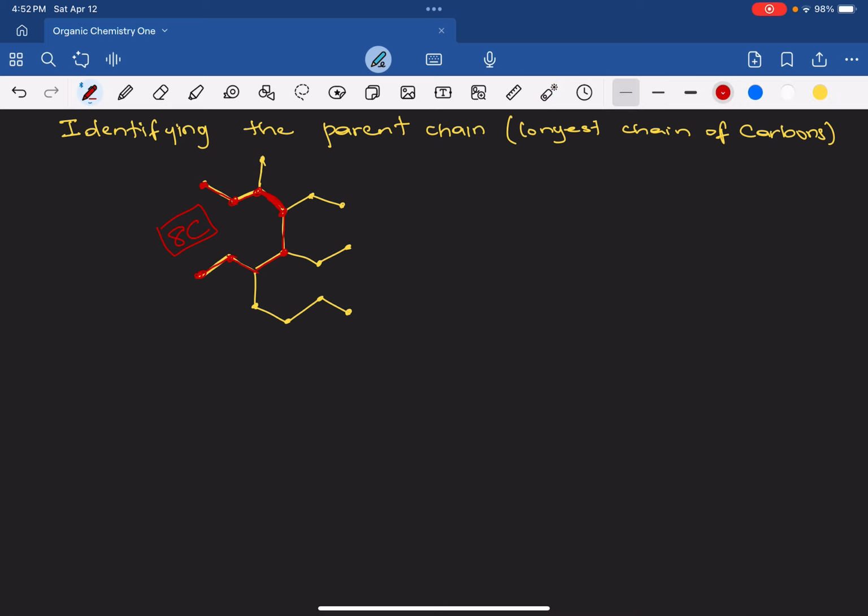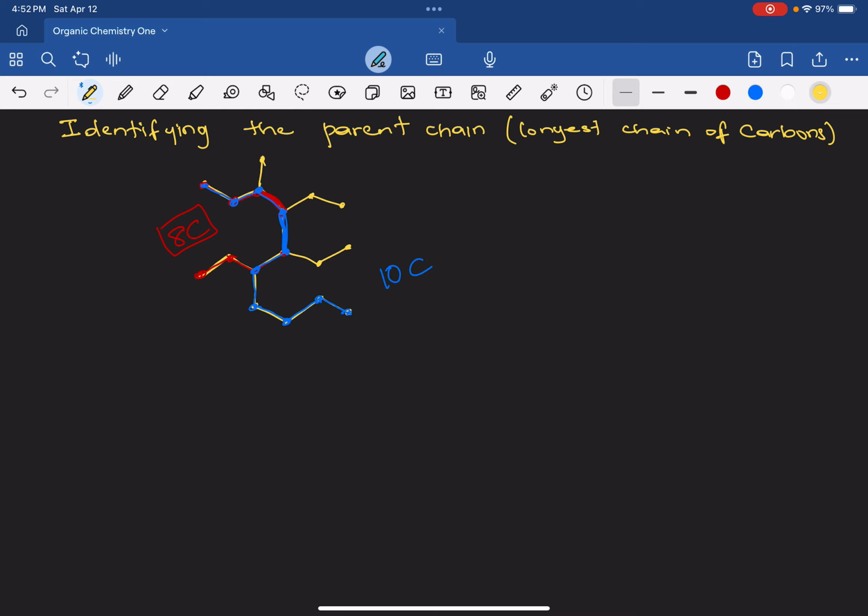So let's try something else. What if we connect this carbon to this carbon to this carbon to this carbon? This one, we go here, we go here, we go here, here, here. We didn't make any shapes. I didn't make any triangle. So let's count how many carbons we have. We have 1, 2, 3, 4, 5, 6, 7, 8, 9, 10. So blue, 10 carbons. And that is your longest chain of carbons.